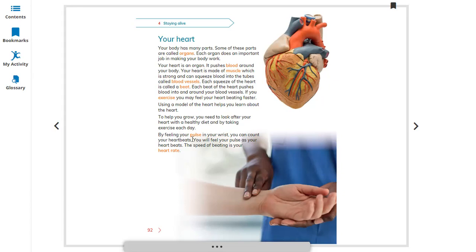By feeling your pulse at your wrist, you can count your heartbeat. You just need to push your thumb or two fingers on the wrist and you can find your pulse. You will feel your pulse as your heartbeat. The speed of beating is your heart rate. Heartbeat rate or heart rate.